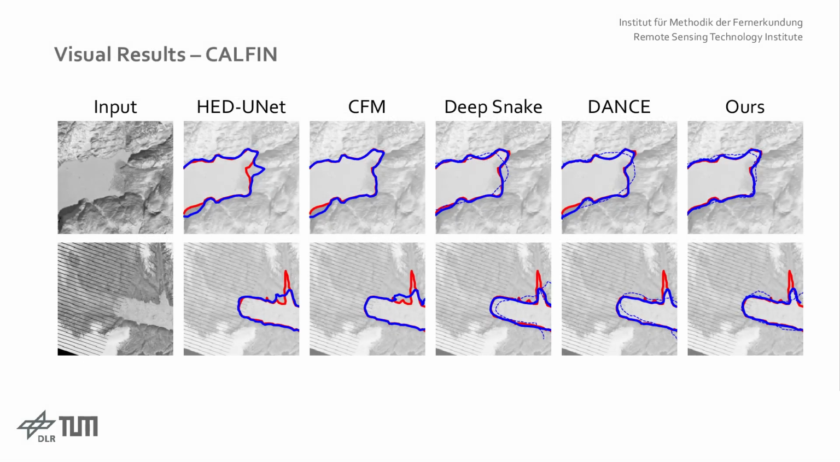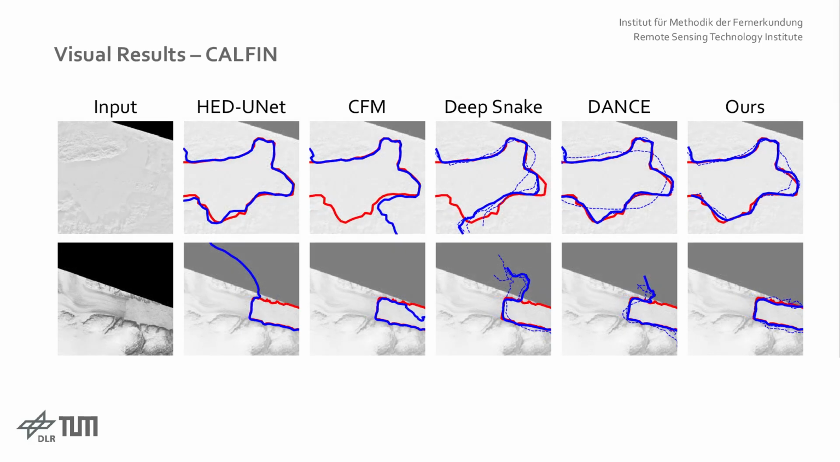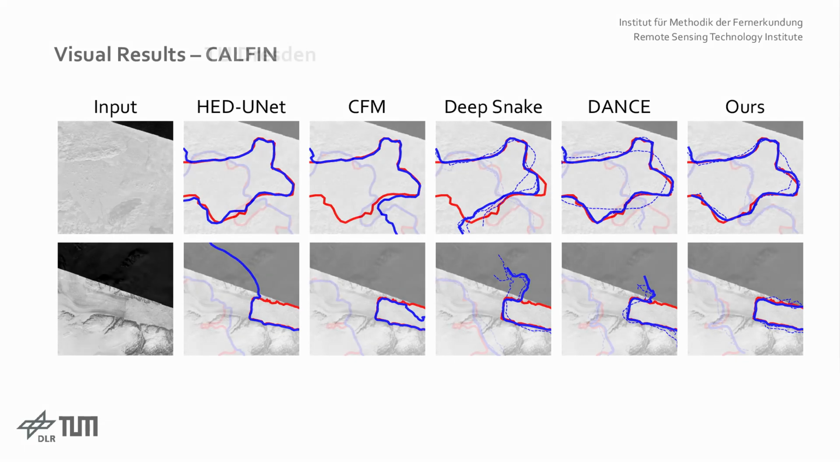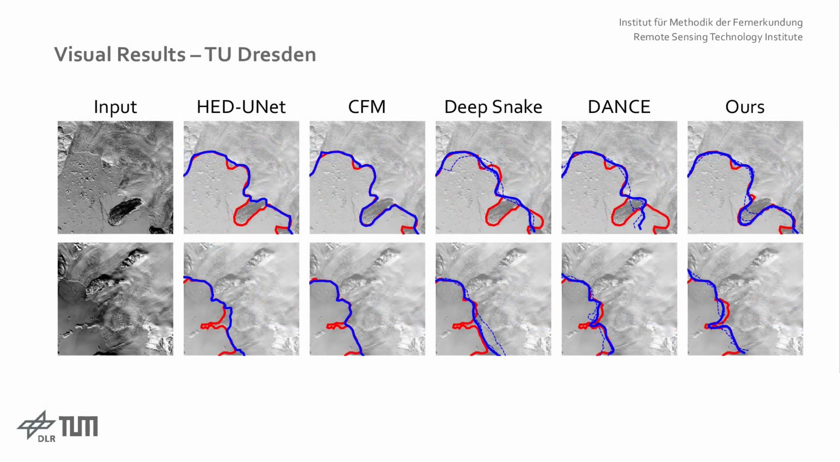Looking at some visual examples, we can more intuitively compare the performance of the different models. Here, we display the ground truth in red and the model predictions in blue. Dashed blue lines show intermediate predictions for the snake-based models. Our main observation is that our snake model is more robust against hard scenes, like these two, where low contrast or missing data make predictions harder for the models. The story is again quite similar on the TU Dresden dataset, where we are observing strong performance.